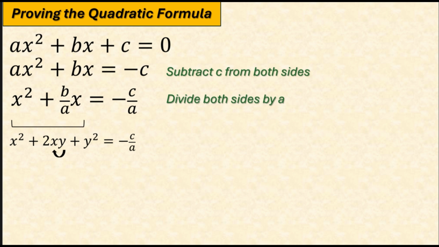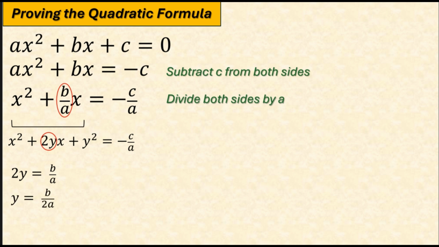Next, we can rearrange the x and y terms here, since we are dealing with multiplication. Now that we have done this, we can notice that b over a and 2y are equal to each other, since they are both what is multiplied by x in each of the parts of the equation. So, now we know what our y should be. It should be the number for which 2y is equal to b over a. Dividing both sides of this equation by 2 gives us that our y is equal to b over 2a.